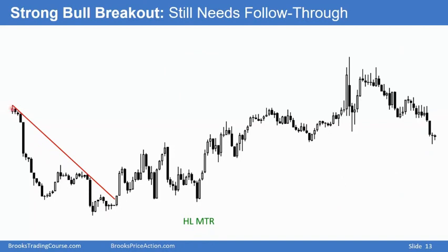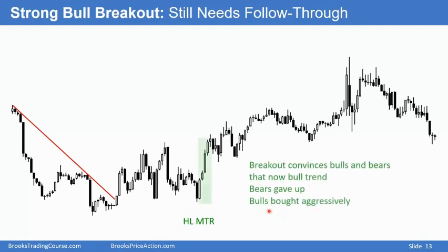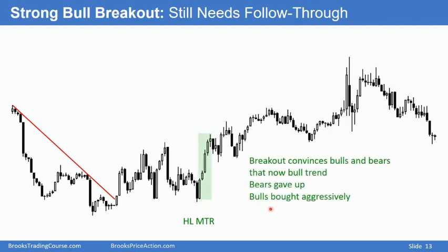A bear trend, so you have a bear trend line, and you have a strong break above the bear trend line. We went sideways, and then we had a reasonable higher low major trend reversal. Traders want to see more than just one bar. They want to see follow-through buying. Here we have a second consecutive bull trend bar closing on its high. And now we have an even stronger bull trend bar closing on its high. The bears are giving up and bulls are taking control.